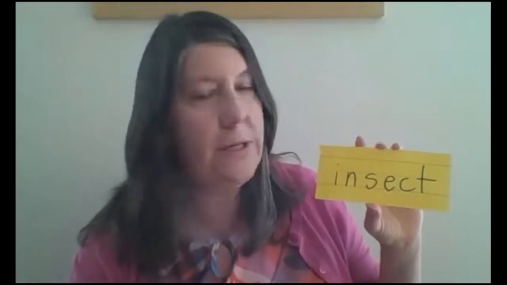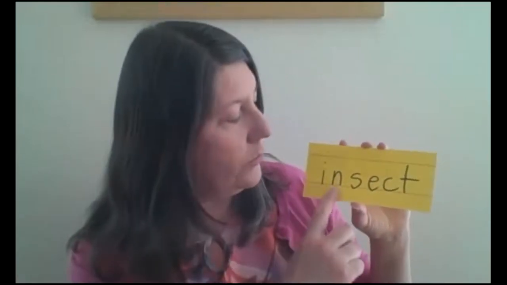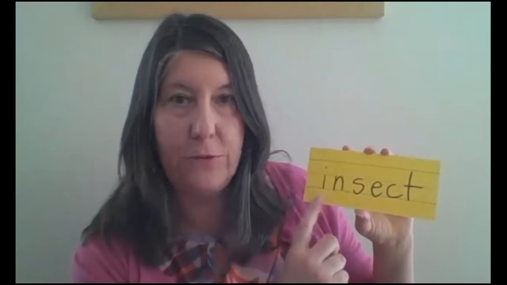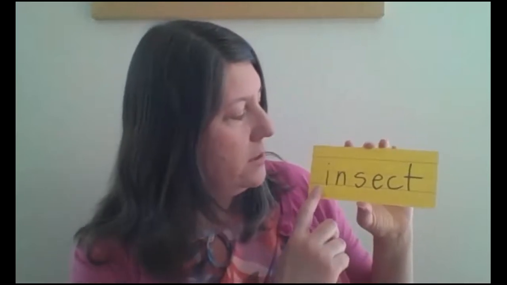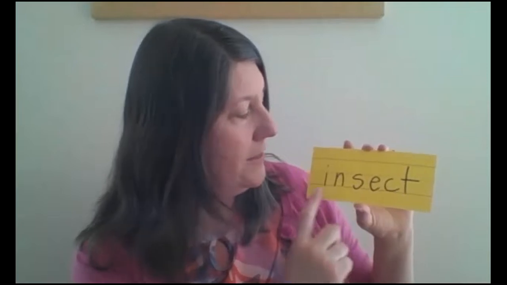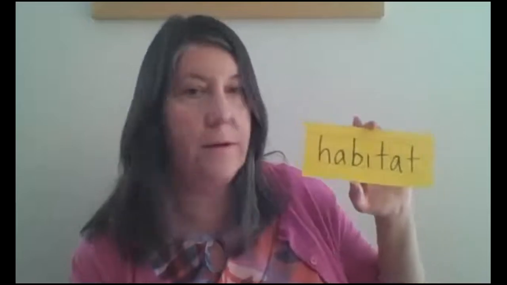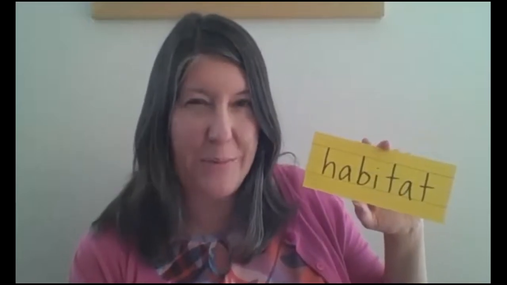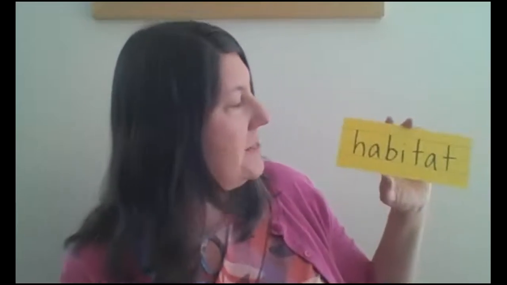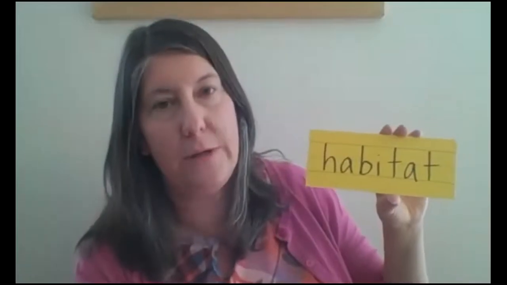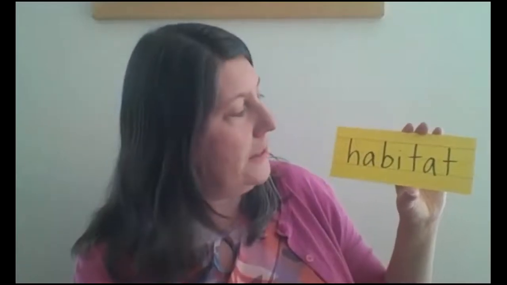And when you look at that word insect, you can see that there's a smaller word inside that you know, the word in. You can use that to help you figure out the rest of this word. So insect, insect. Okay, let's try a word you might not know. This word is habitat. And a habitat is a place or environment where a plant or an animal naturally lives.